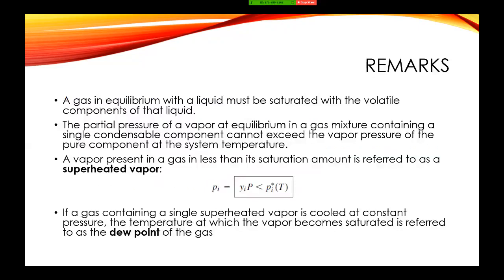Then the partial pressure of a vapor at equilibrium in a gas mixture containing a single condensable component cannot exceed the vapor pressure of the pure component at the system temperature. This means that the volatile component cannot have a higher vapor pressure than the pure component at that temperature. Okay, that's the highest amount, that's the saturated, right? It's the highest amount of that component in that system.